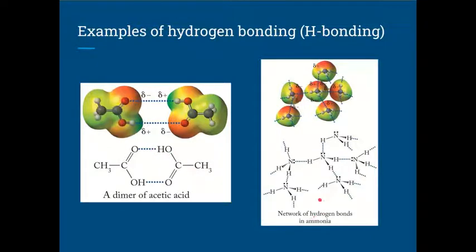This is just a network of ammonia. So right here, these are our covalent bonds, the NH3, and then these little dotted lines in here are the hydrogen bonding intermolecular forces.